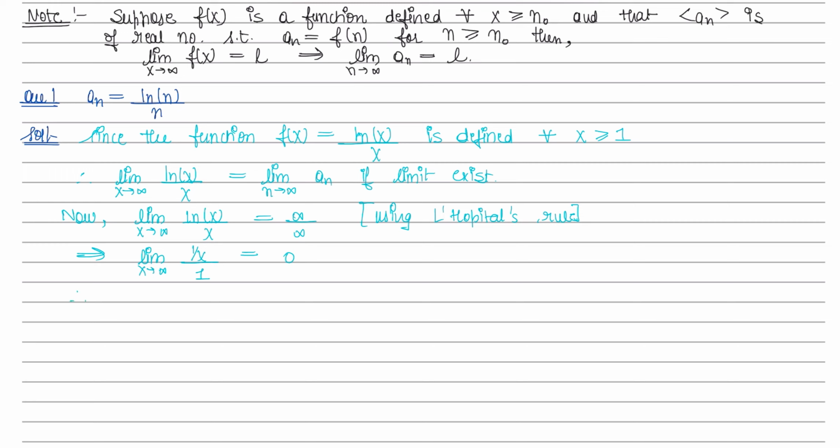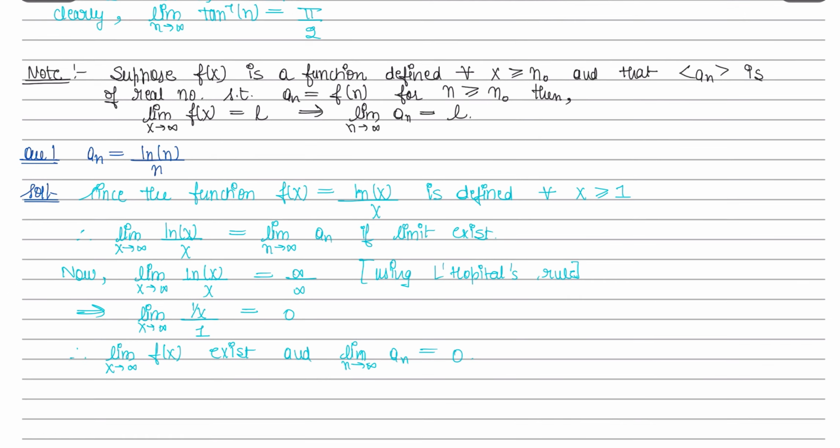Therefore, the limit as x tends to infinity of f(x) exists, and hence the limit as n tends to infinity of a_n is also 0. We must note here that by this note we understand that if the given function is defined over some points, only then we can apply the limit directly. Otherwise, we cannot apply the limit directly to the given sequence.